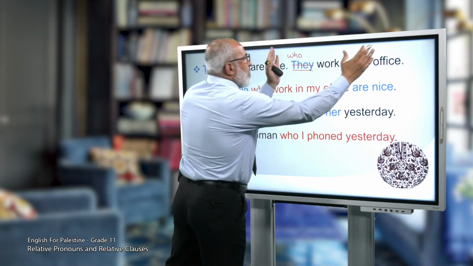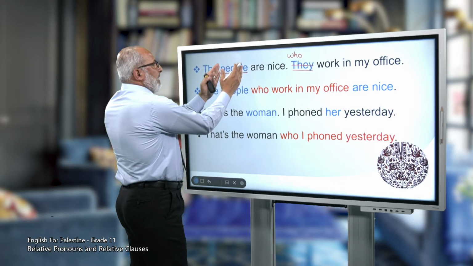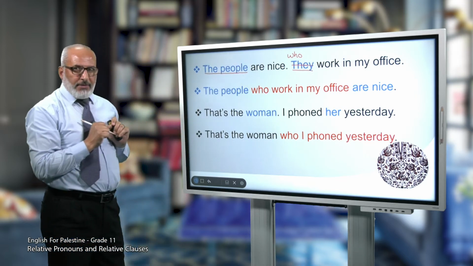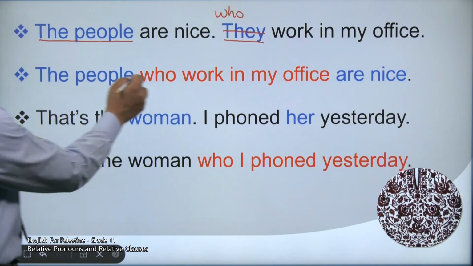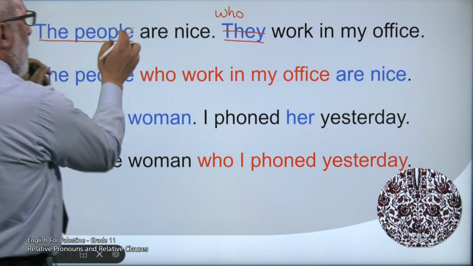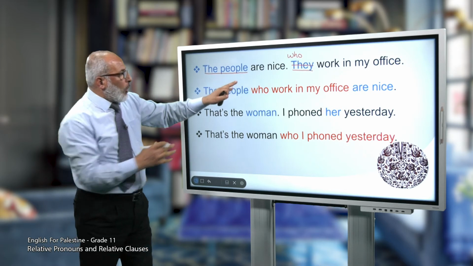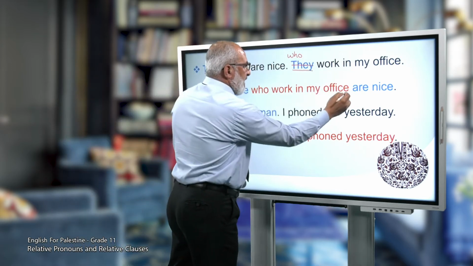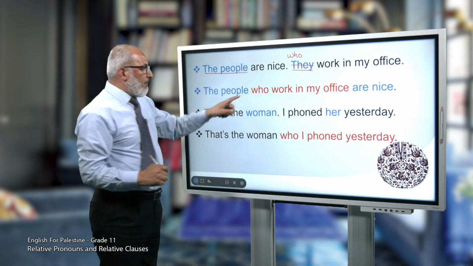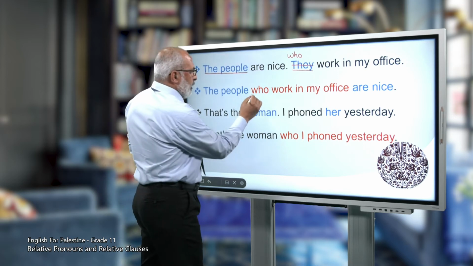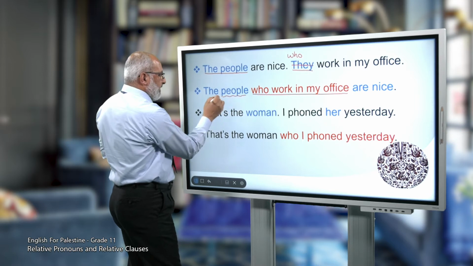And then we move the whole clause from here next to the word it describes. So it becomes like this. The people who work in my office are nice. The people who work in my office, this is the defining relative clause, are nice. If you see here, this clause follows directly after the word it describes.